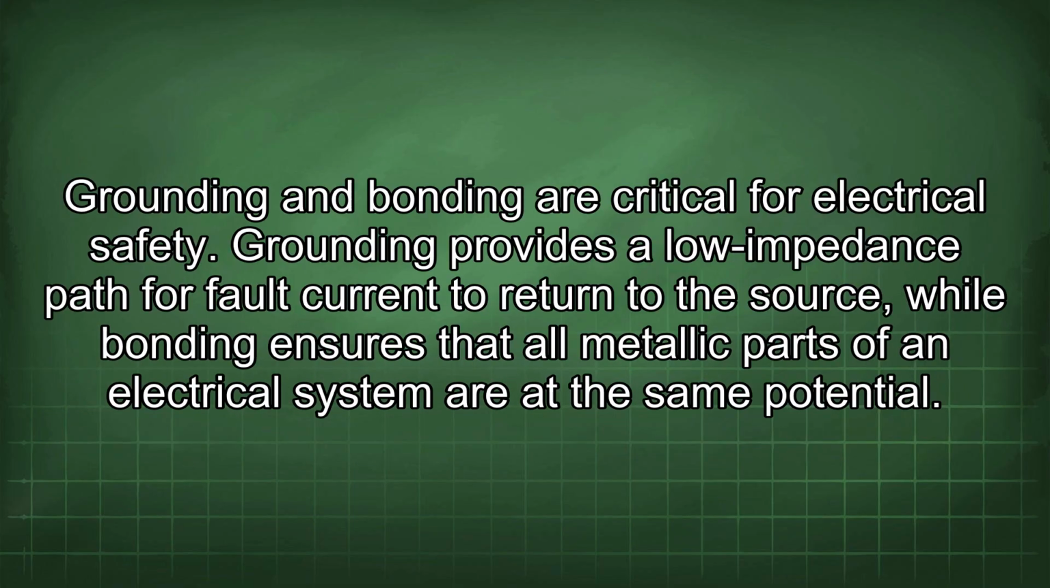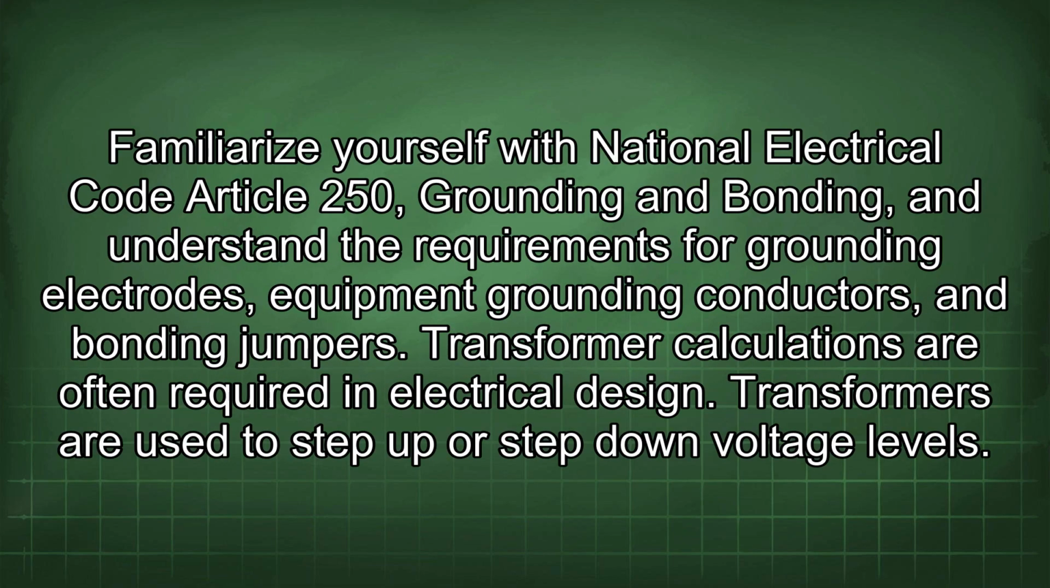Grounding and bonding are critical for electrical safety. Grounding provides a lower impedance path for fault current to return to the source, while bonding ensures that all metallic parts of an electrical system are at the same potential. Familiarize yourself with National Electrical Code Article 250, Grounding and Bonding, and understand the requirements for grounding electrodes, equipment grounding conductors, and bonding jumpers.